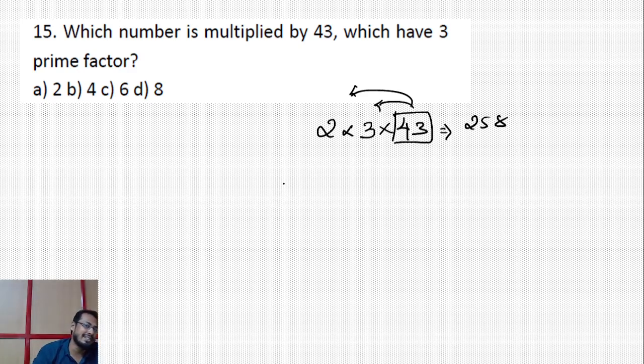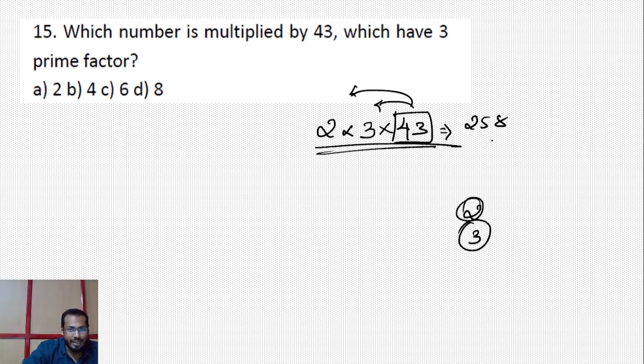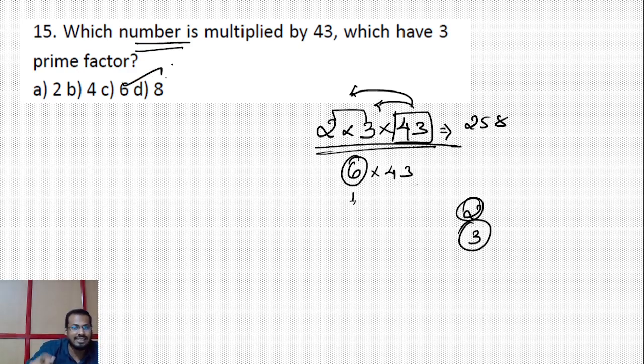It should have 3 prime factors. So better we check the least prime numbers. The least prime number starts with 2 and the next is 3. So that is why I take 2 and 3 and multiply, I'll get 258. If I multiply with this, I will get only 3 prime factors. 2 into 3 is nothing but 6, right? So 6 into 43. Which number is multiplied? So I understand that 6 is the only number, the first least number. I multiply with 43 and I get 3 prime factors. So 6 is the right answer.